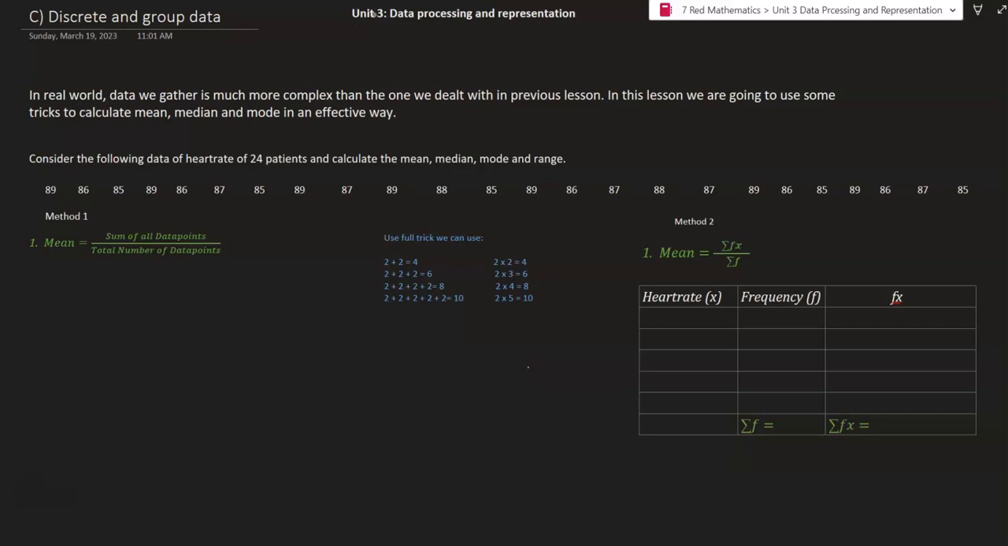Today we are going to do Unit 3, data processing and representation. And within that, we are going to cover the topic of discrete and group data. So in the real world, the data we gather is much more complex.